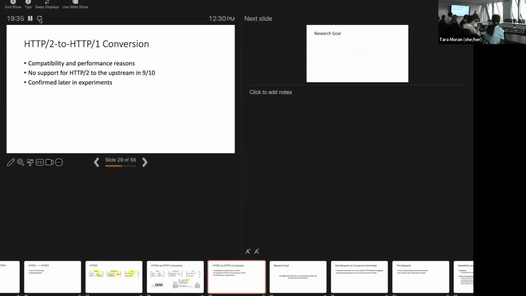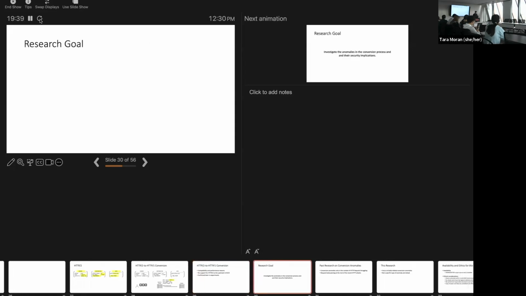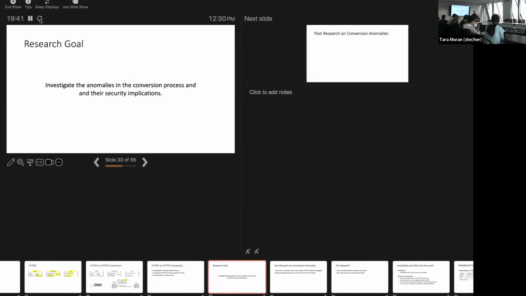And then scientifically, you ask yourself, okay, wow, can we do something with this, right? Maybe we should look into this. So the research goal was to investigate the anomalies in the conversion process and their security implications. So we thought, okay, can we actually develop a tool that targets this conversion process, how packets are forwarded, and then that might lead to HRS or not, or maybe other attacks, right? This is something that we actually want to find out.